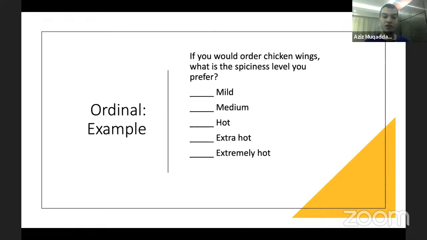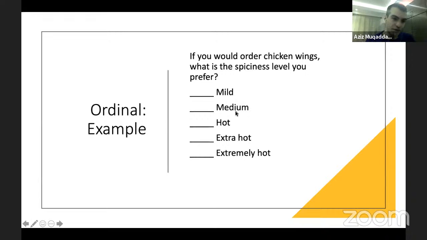Okay, so mild could be just like nothing. Medium and hot, then they take it up to a really significant level. And then extra hot could be just a little bit extra hot. And then extremely hot, they could just double the spiciness. So we cannot tell the difference between when they jump from one level to the next, right?